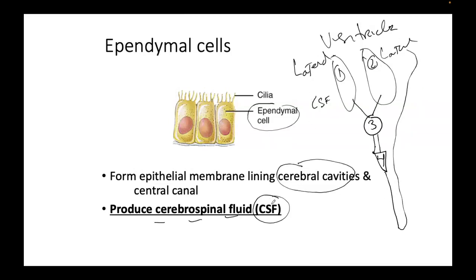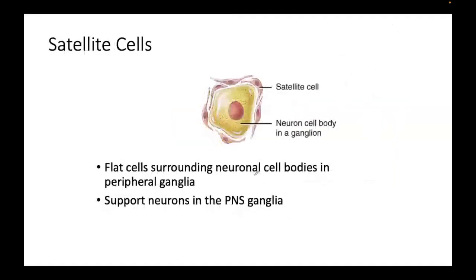So CSF, or cerebral spinal fluid, acts like a buoy to help float the brain and float the spinal cord to protect against any type of head trauma and spinal cord trauma. So we want fluid inside the tissue and around the tissue to help buffer it a little bit, to cushion it against any type of bony trauma. So the ependymal cells produce the cerebral spinal fluid. That's their function.